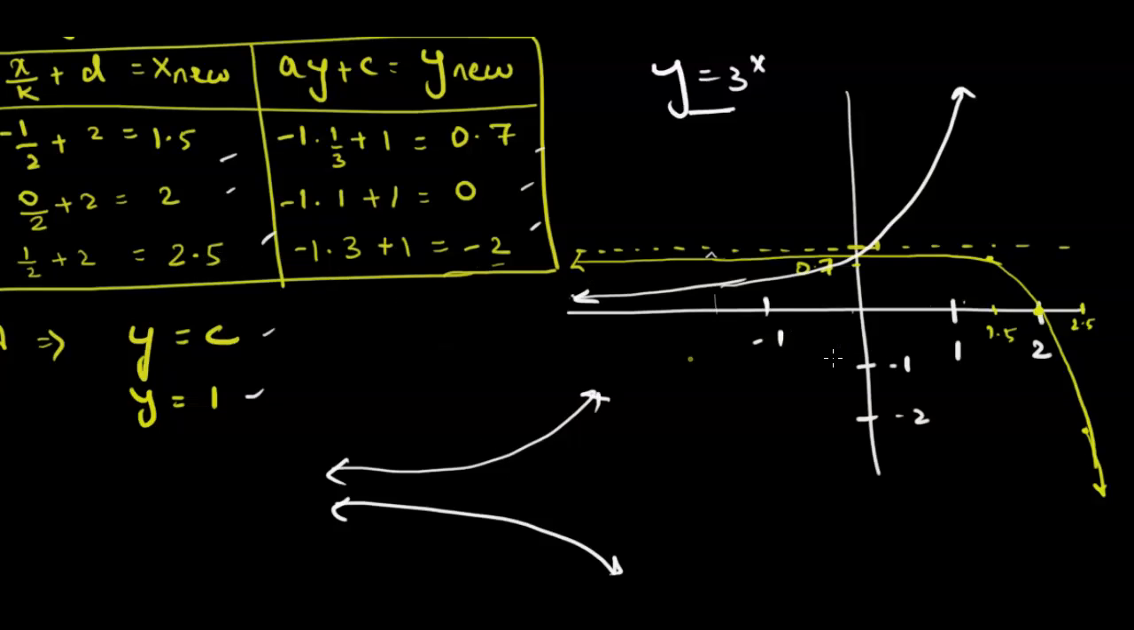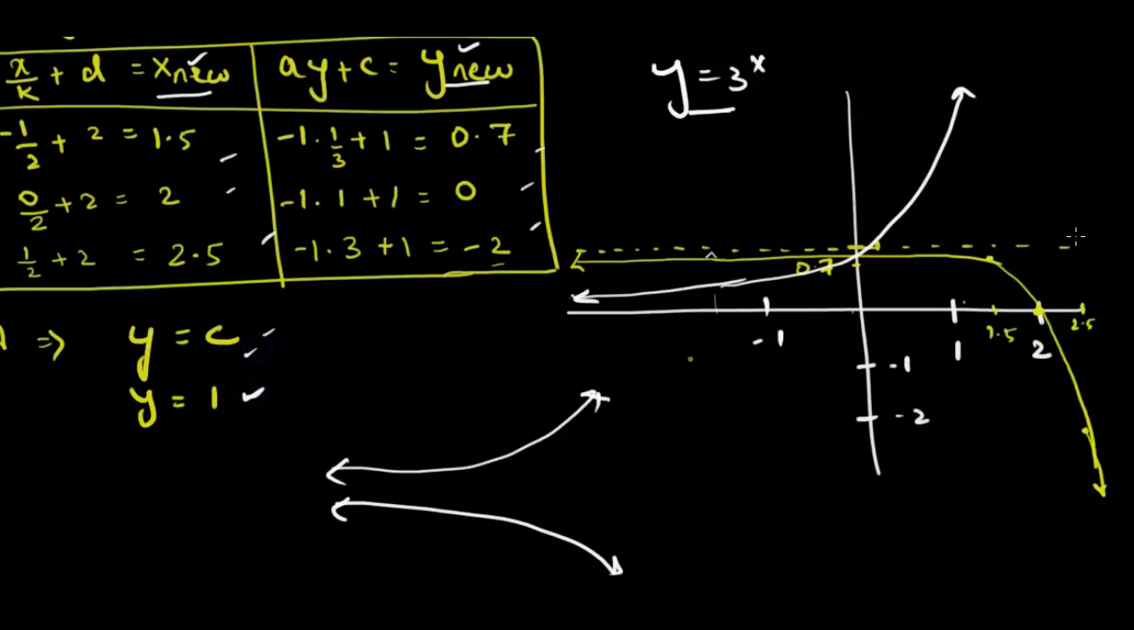But the best way to make a graph is just to use the parent function x and y values, use them in the mapping formula and get the new x and y values. Once you get the new x and y points, make the graph. Before that, always make sure that you make the horizontal asymptote.